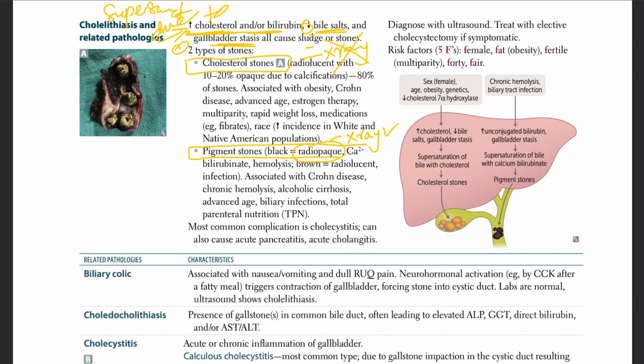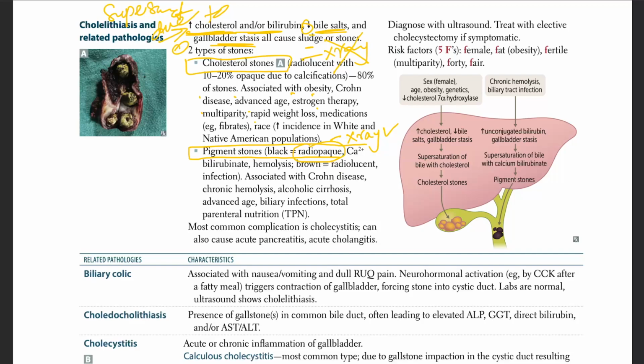Radiolucent, with 10 to 20% opaque. Although they're saying it is radiolucent and you can't see them, 10 to 20% you can see due to calcifications. That's 80% of the stones. Associated with obesity. What are the associations? Very important: cholesterol stones are associated with obesity, Crohn's disease, advanced age, estrogen therapy, multiparity, rapid weight loss, medications, for example fibrates, and race in the white and Native American population.